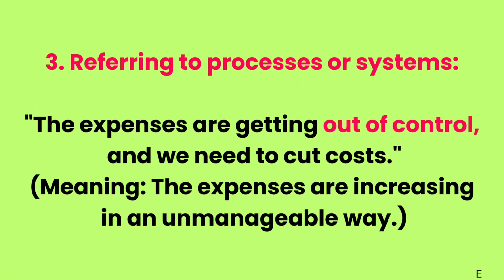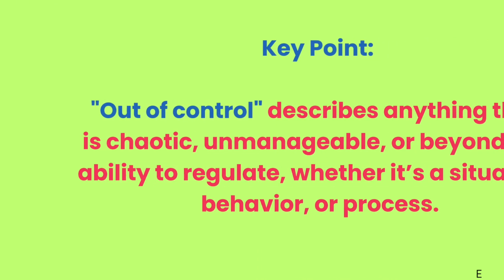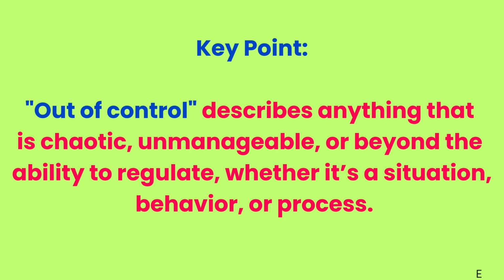3. Referring to processes or systems. The expenses are getting out of control and we need to cut costs. Meaning, the expenses are increasing in an unmanageable way. Key point. Out of control describes anything that is chaotic, unmanageable, or beyond the ability to regulate, whether it's a situation, behavior, or process.